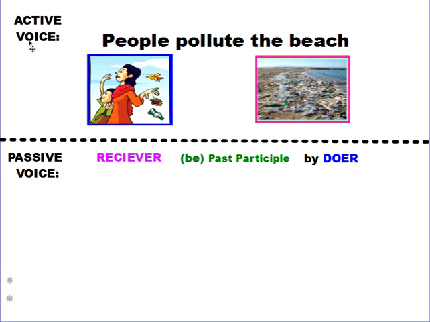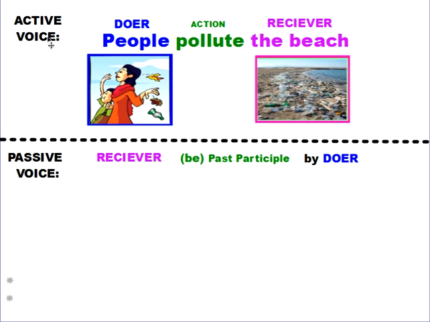Alright, so we need to look at the active voice to understand what is the passive voice. So the active voice looks like this. It says, people pollute the beach. Alright, so if I think about this, the people are doing the action, right? So I like to look at this as the people are the doers. So they do this action. They pollute, right? So the doer does the action, and the beach receives the action. So that's the receiver.